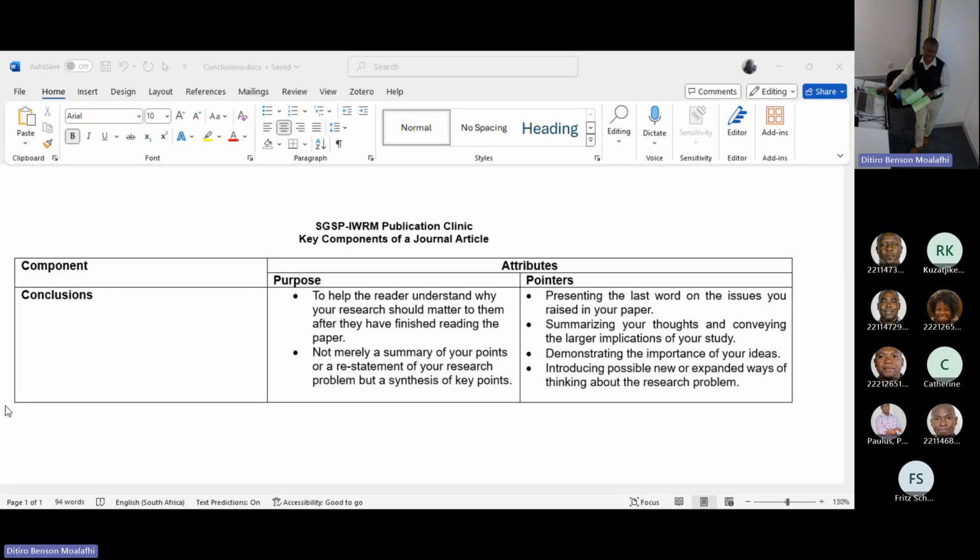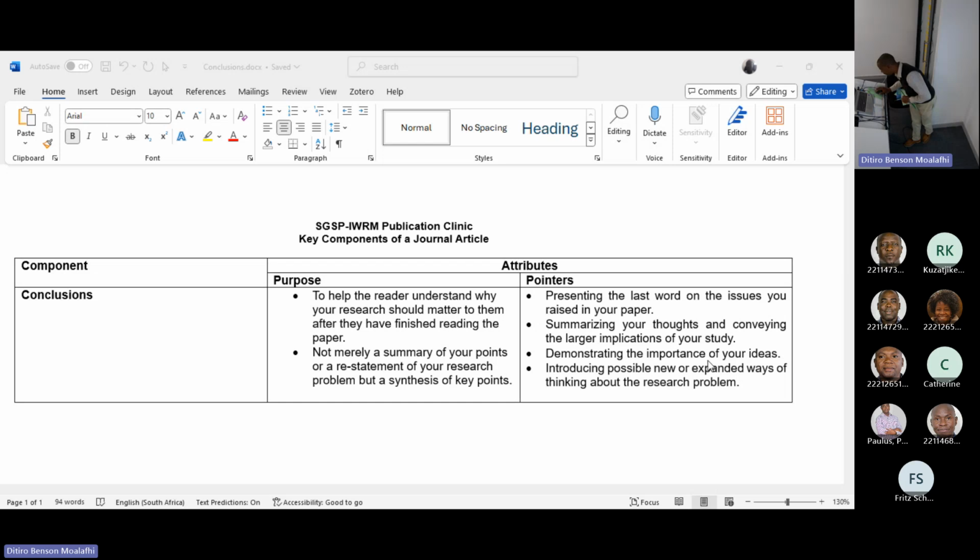No regrets that more can be done on this, this can be done. Avoid concluding in a way that carries those regrets. So what are the pointers here? Presenting the last word on the issue you raised in your paper, summarizing your thoughts, conveying the larger implications of your study. Whenever you do this, look for advancing knowledge and skills in the field, and also look at the impact of research, which has to be emphasized in terms of societal impact. Let it come out clearly.